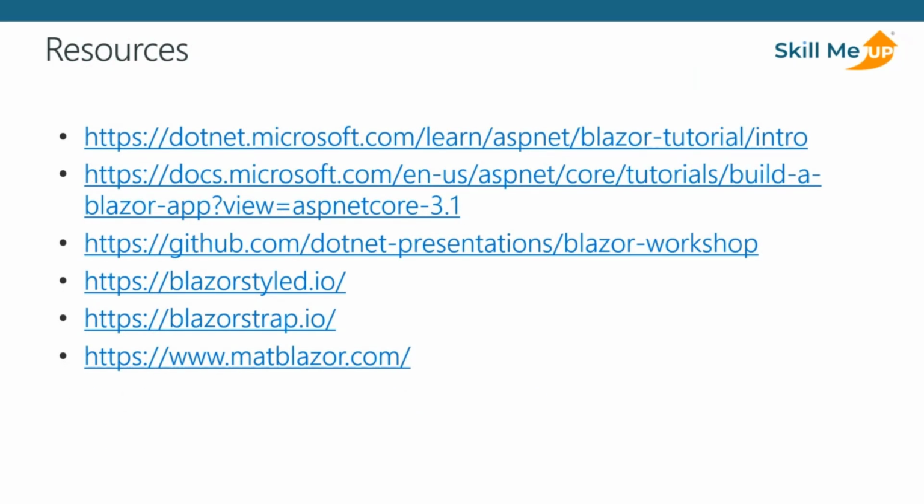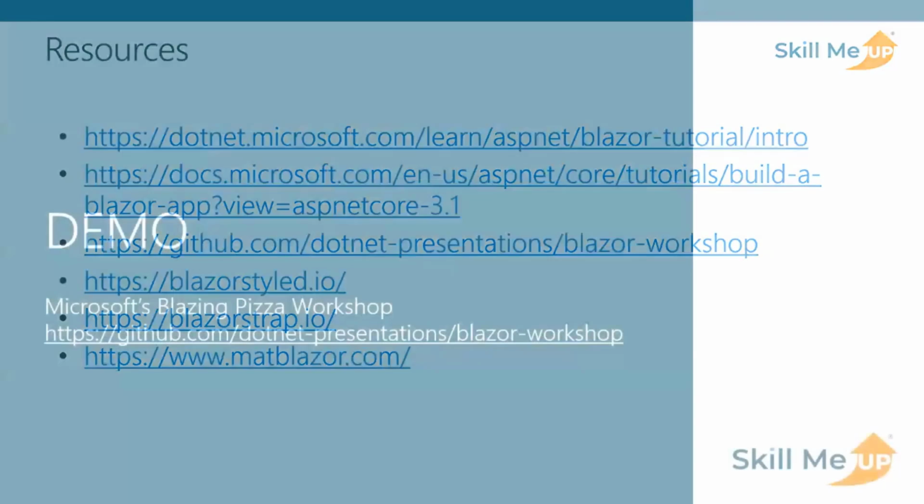All right, so to finish up here, we have a bunch of resources. We worked through a few of these as we went through this talk today. The Blazor tutorial intro, the Blazor tutorial build, the Blazor app. These are different things you can go out there and look for. There's also that Blazor workshop that we were working through. That's the pizza app: the GitHub .NET presentations Blazor workshop. And then there are a couple of different things you can look at, like Blazor Styled or BlazorStrap, which are just some wrappers around your styling, and Material Blazor as well. So just other information for you on that.